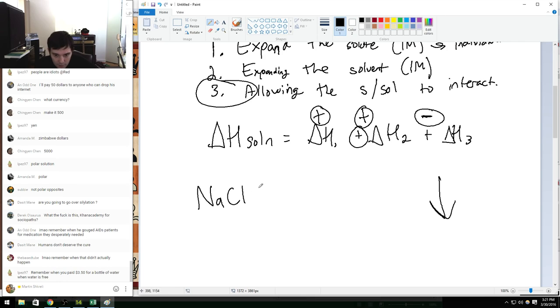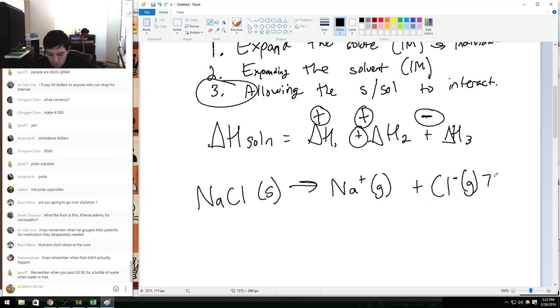Let's take sodium chloride. And we'll say that to separate these out into ions requires some energy, right? Requires 786 kilojoules per mole. And we'll call that step delta H1. Delta H1 is 786 kilojoules a mole. All right, let's look at the next step.